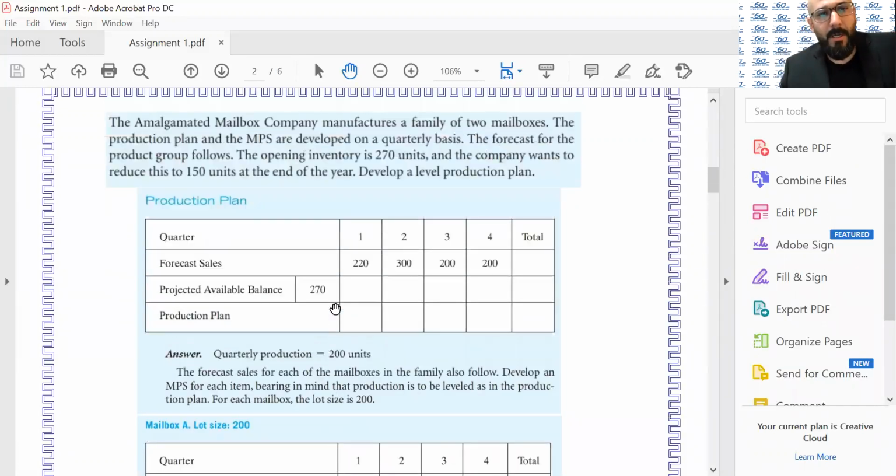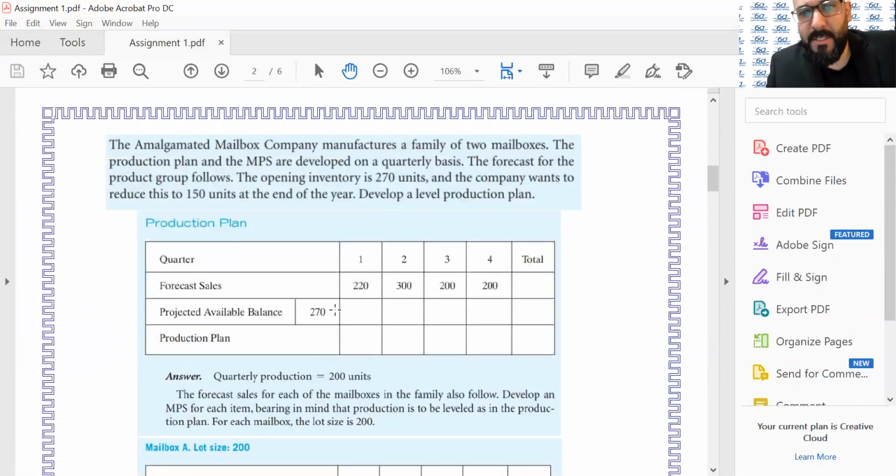Okay, so this is a mailbox company that manufactures a family of two mailboxes. The production plan and the MPS are developed on a quarterly basis, so we have 4 periods in a year. The forecast for the product group follows. So we have these tables to give us some idea of the forecast for these products. The opening inventory is 270 units, and the company wants to reduce this to 150 units at the end of the year. Develop a level production plan.